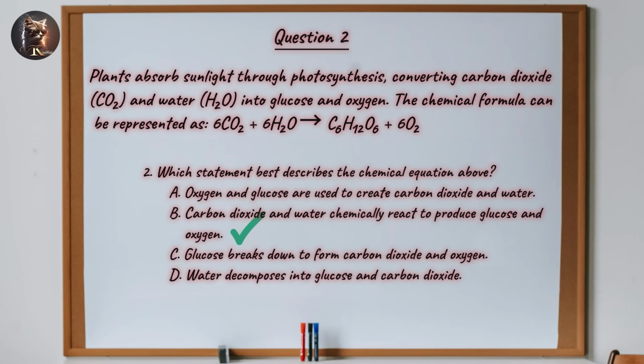Option B says clearly and accurately that carbon dioxide and water react chemically to produce glucose and oxygen, exactly matching what's happening in the chemical equation. In other words, option B perfectly matches the equation given, making it the correct answer. Good job thinking through this.